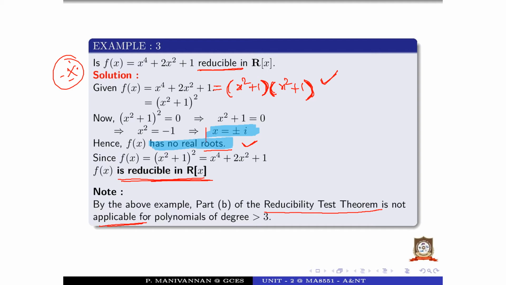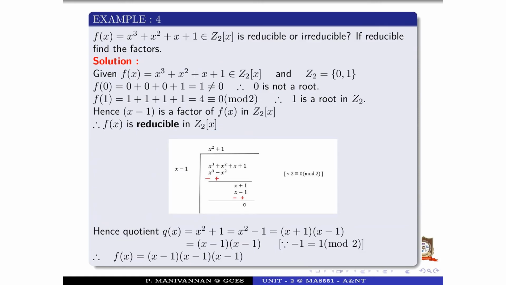Why? The reducibility test theorem applies when the degree of f of x is either 2 or 3. Then it has at least one root. Here this polynomial is of degree 3. That means here the polynomial degree is 4. So the reducibility test theorem is not applicable to this problem.